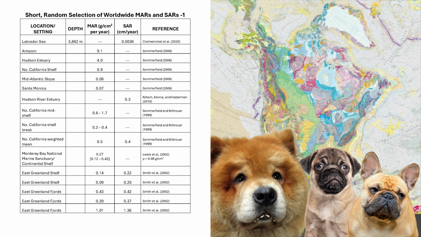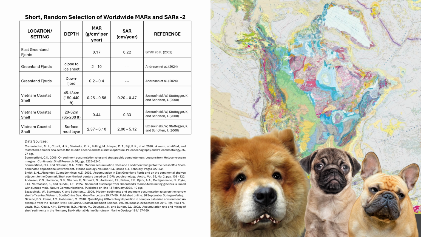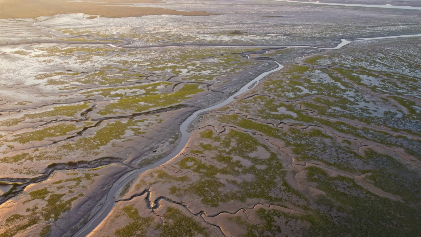From our quick review of the literature, it seems like a typical mass accumulation rate is 0.3 to 0.5 grams per square centimeter per year far from sources of mud, and an order of magnitude higher closer towards source areas. That's not very much mud. And 0.2 to 0.5 centimeters per year for the sediment accumulation rate. That's also not very much mud. Higher rates closer to sources of sediment, of course.